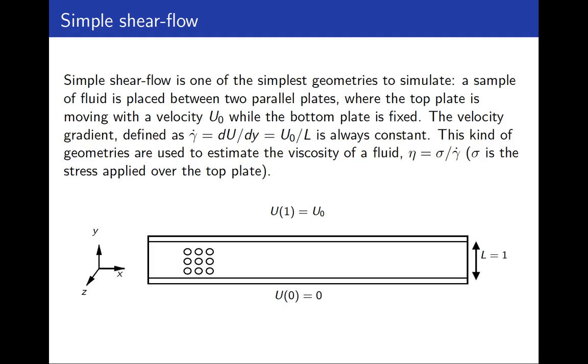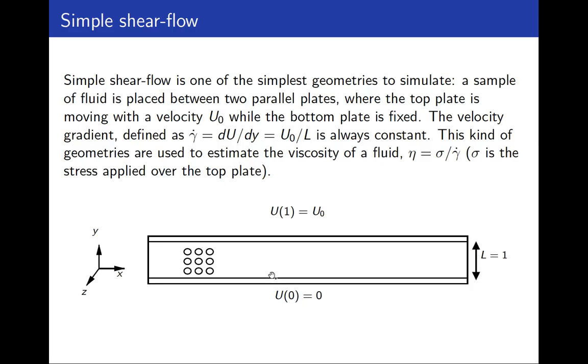Before showing the shear-thickening behavior of suspensions, I need to explain what a simple shear flow geometry is. This geometry is one of the simplest geometries that can be simulated in CFD. We have two parallel plates, and a suspension is placed between these two plates. And then the velocity at the bottom plate is 0. That means that it's going to be fixed.